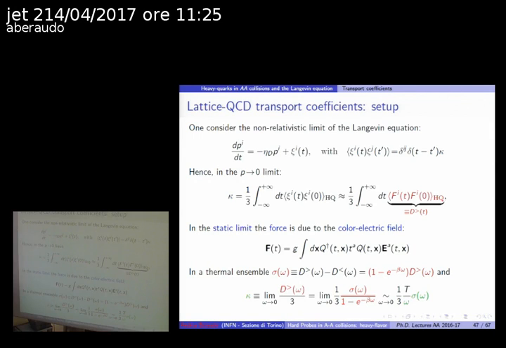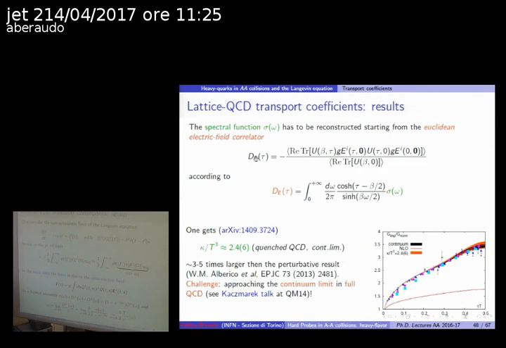Now, remember you are interested in the zero frequency limit, because here you have this integral from minus infinity to plus infinity. So you can expand this for small frequencies, and you get this result. So essentially, kappa comes from the zero frequency limit of sigma omega over omega. So it means that you must know sigma omega really very well, close to omega to 0.